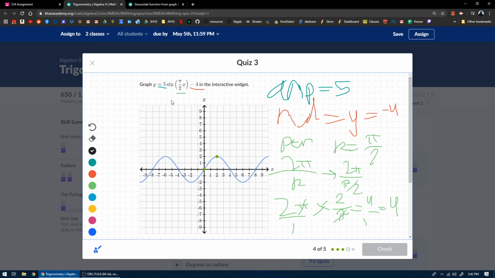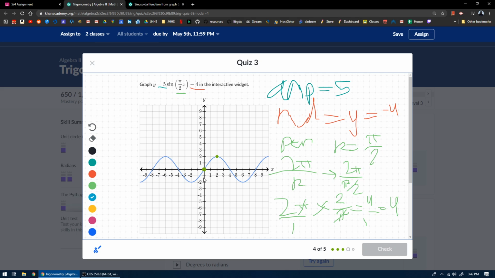Is there a thing right here? No, there's nothing here, right? There's no plus or minus in here, so there's no horizontal shift, and we're actually done. Now we can graph it.